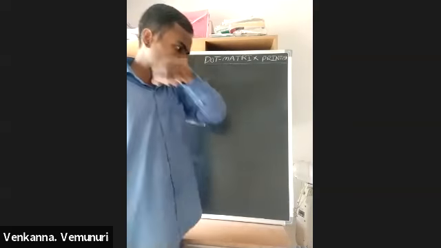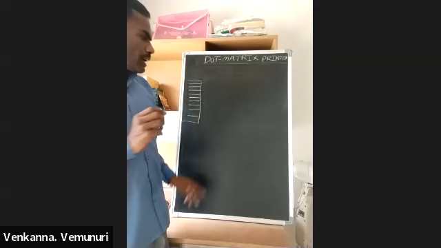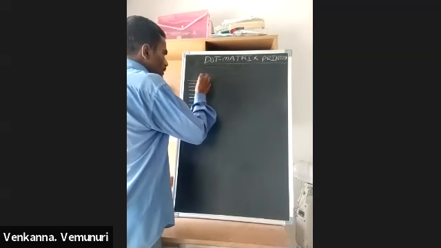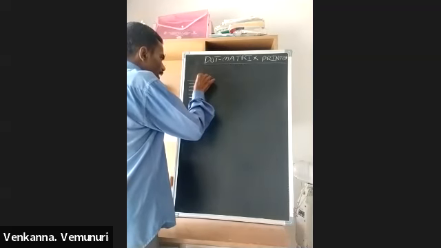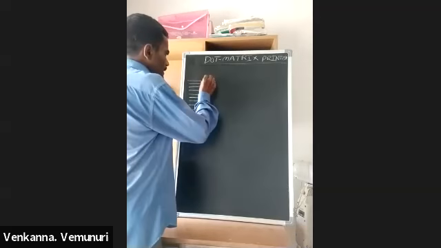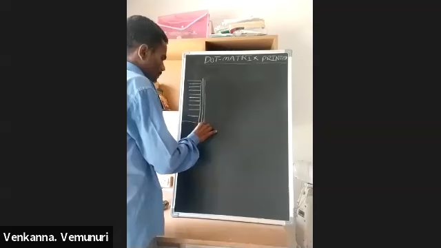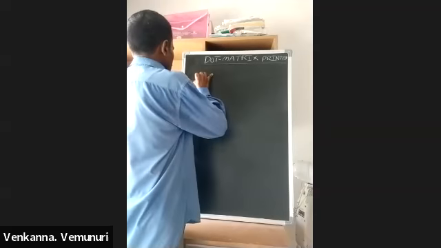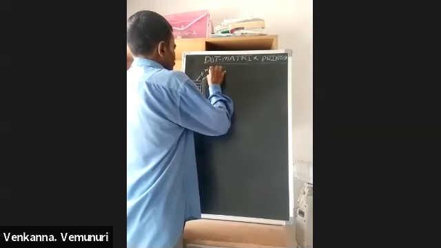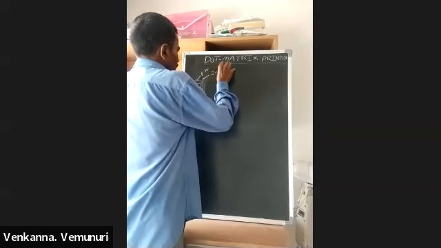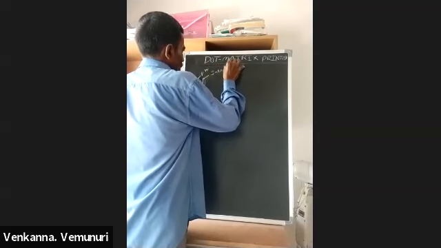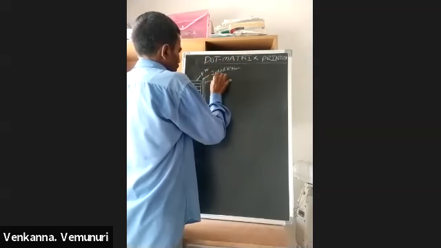Here the dot matrix printer has a 9 pin print head. This is the print head. In front of this print head there is one inked ribbon. And here this is the paper. This is the print head, this is the inked ribbon, and this is the paper.